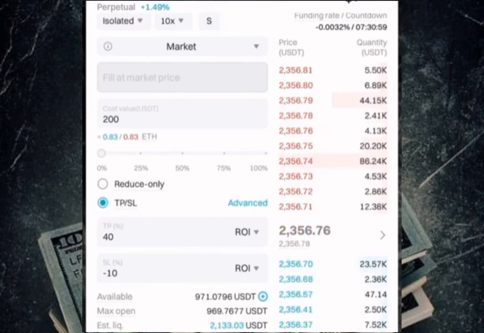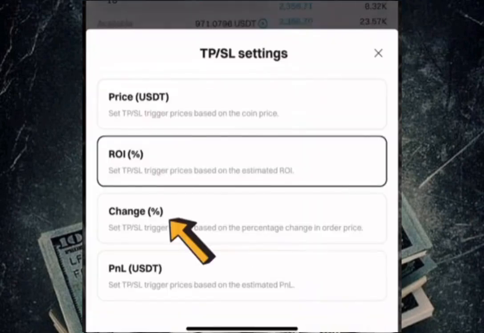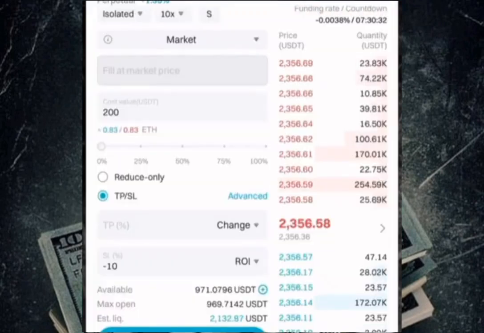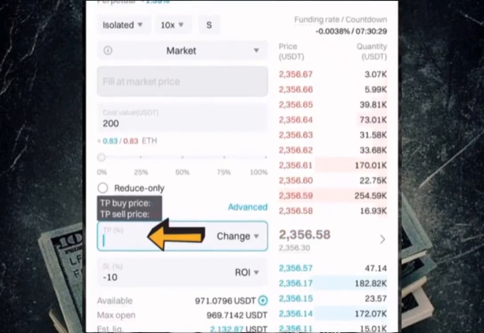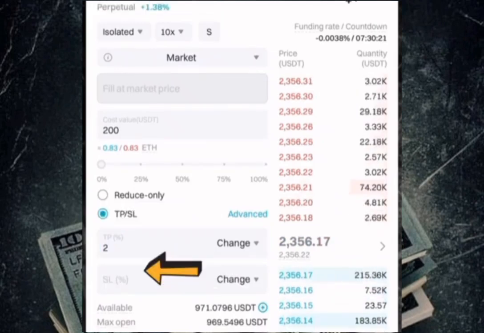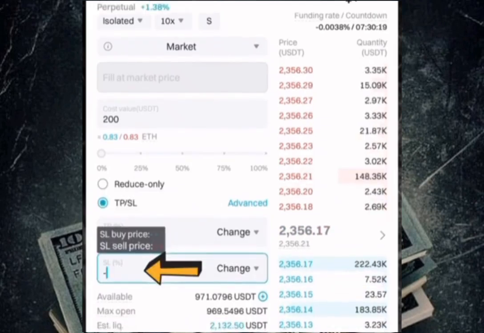I hope you understand. But let's say, for example, you don't want to put it in ROI. There's another way. Click on ROI again. Let's say you want to put it in change percentage. So change percentage means the percentage at which the crypto is moving up or down. So if I click on this change percentage right here, and then I enter for take profit, let's say, 2% right there. For stop loss, let it be on change again, and then I enter, let's say, 1% right here.